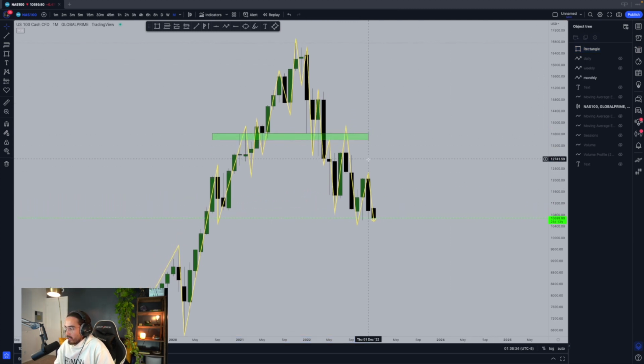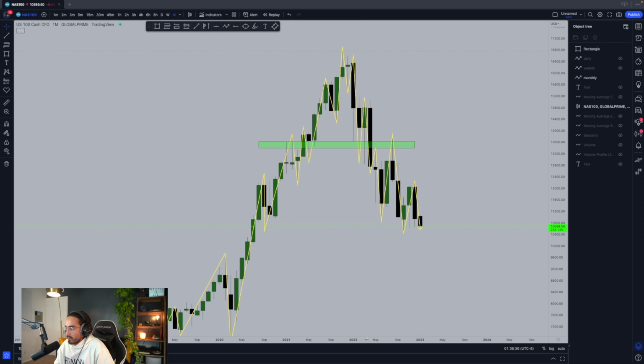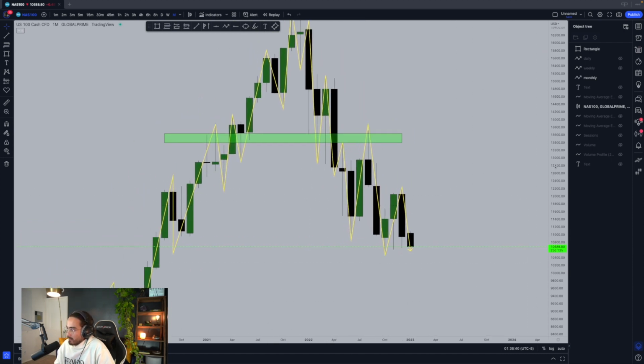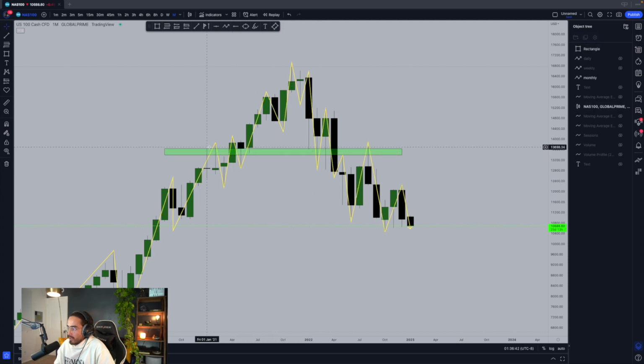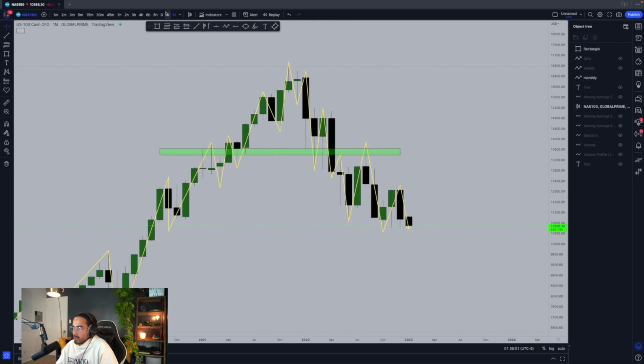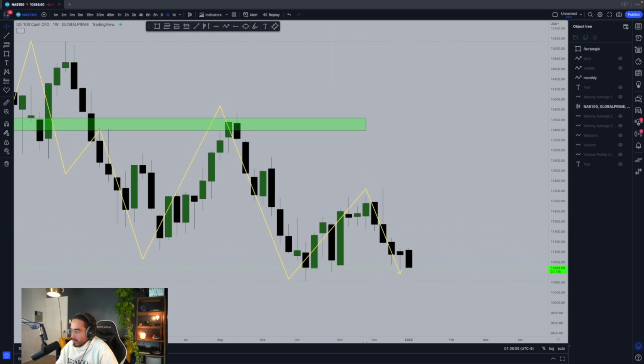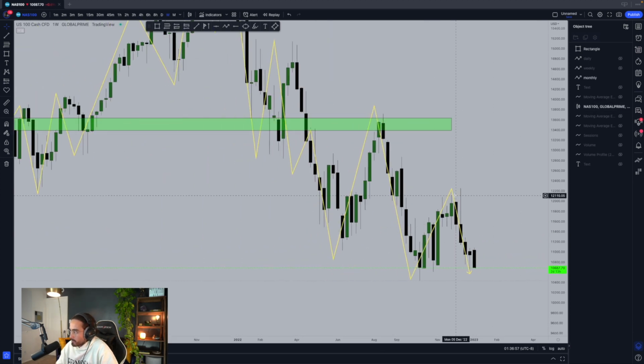this level right here could have been a good possible entry if we were looking at the monthly time frame for a retest to the downside, since we are in a downtrend on this monthly chart, right? So let's just go down to the weekly and see if we can find something similar here. I'm gonna pull the weekly one up here.